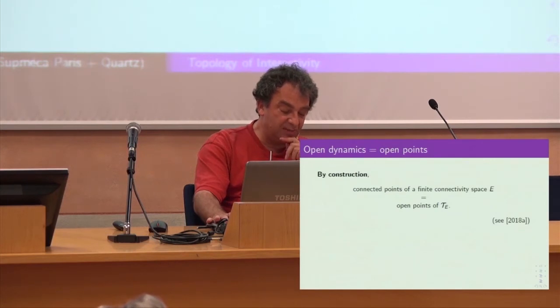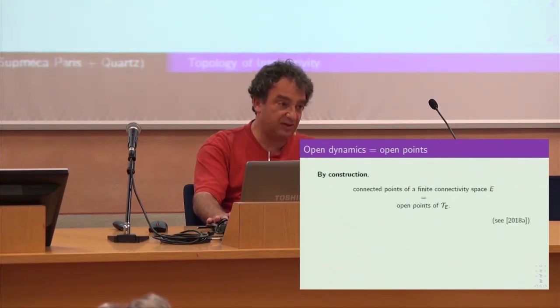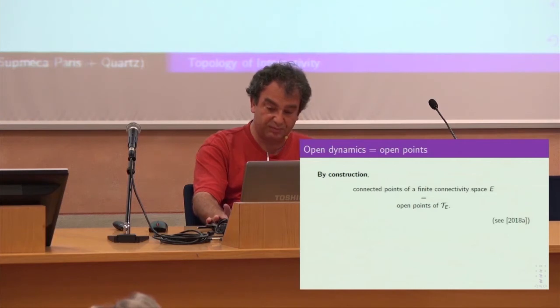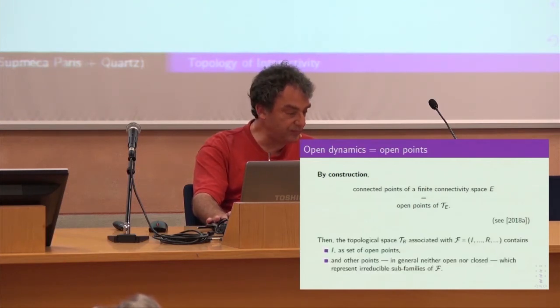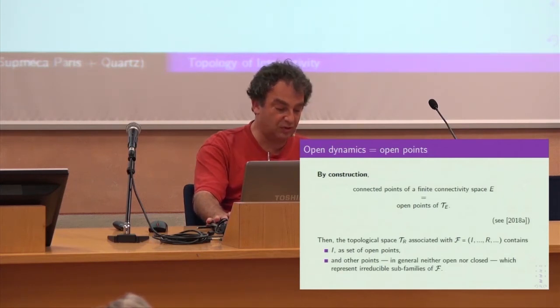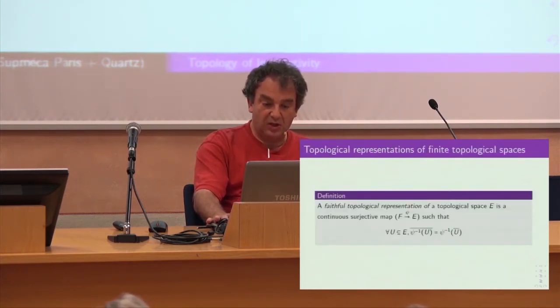So, as I said, open dynamics are represented by open points. Notice that, contrariwise, if a closed dynamic comes in an interaction that is possible, it won't, in general, be represented by a closed point. And as I said, irreducible connected subfamilies of the considered dynamical family constitute new points, in general, neither open nor closed.